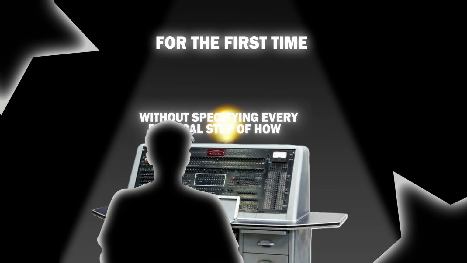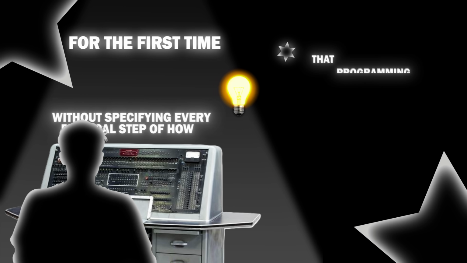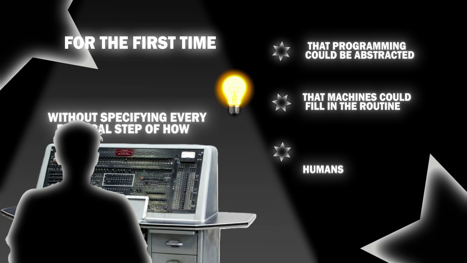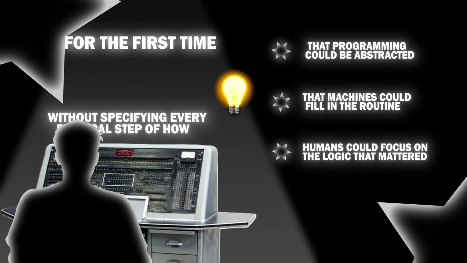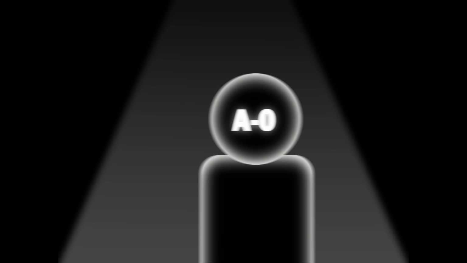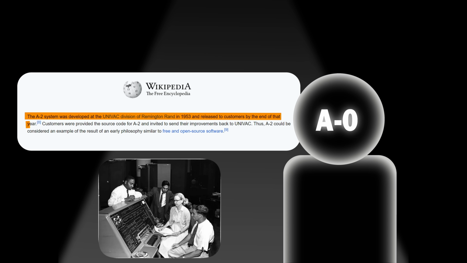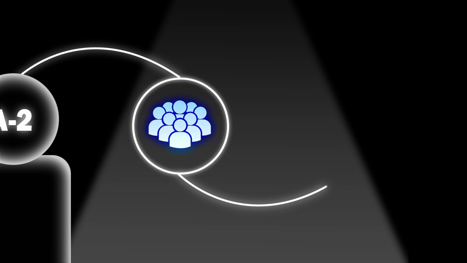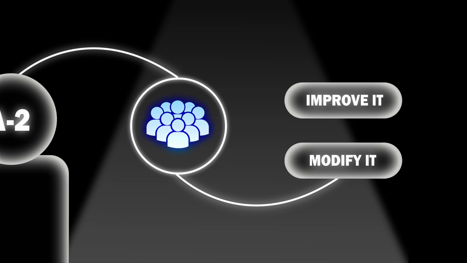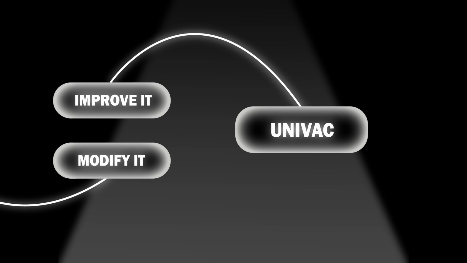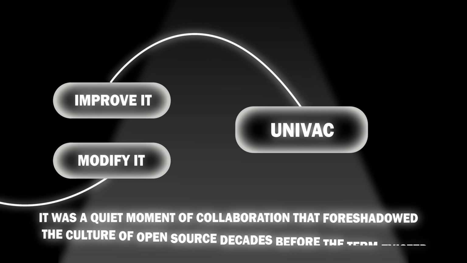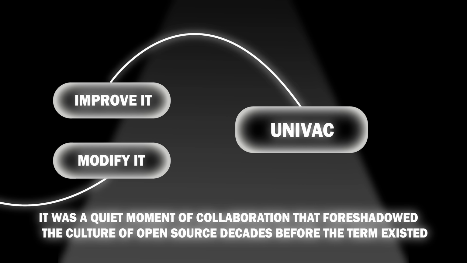This small act of automation carried a larger idea, that programming could be abstracted, that machines could fill in the routine, and humans could focus on the logic that mattered. The A-0 evolved. By 1953, Hopper's team released the A-2 system, and in a radical move, they shared its source code with customers. Users were encouraged to modify it, improve it, and send their updates back to UNIVAC. It was a quiet moment of collaboration that foreshadowed the culture of open source decades before the term existed.